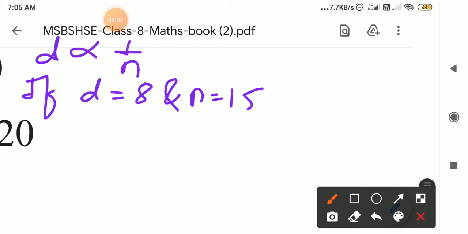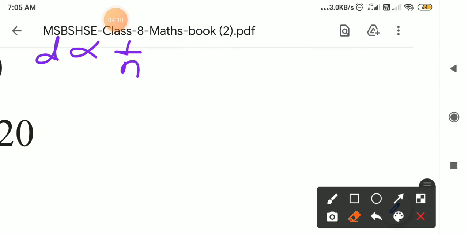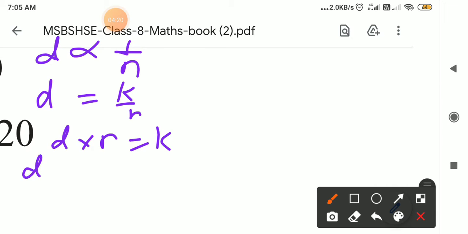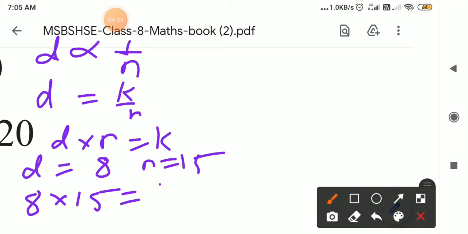First of all we have to find the constant k, so we remove the proportionality sign. So d is equal to k upon n, and d into n is equal to k. Here k is the constant. d is equal to 8 and n is equal to 15. So 8 into 15 is equal to k, and 120 is the k.